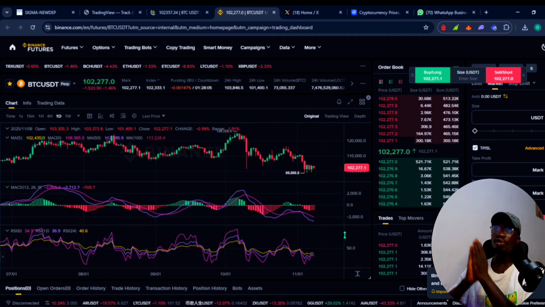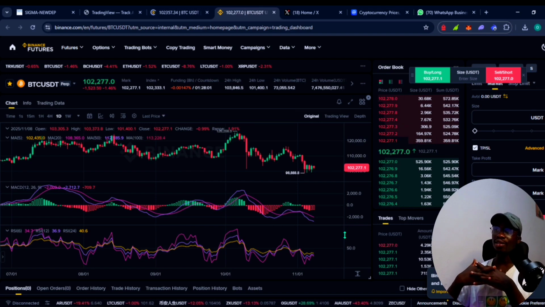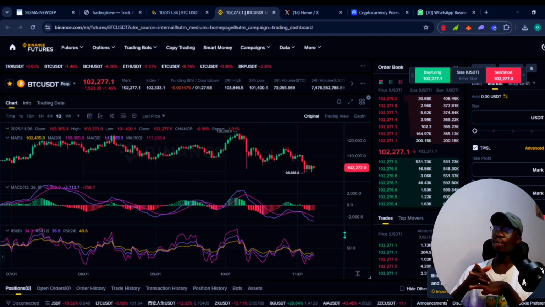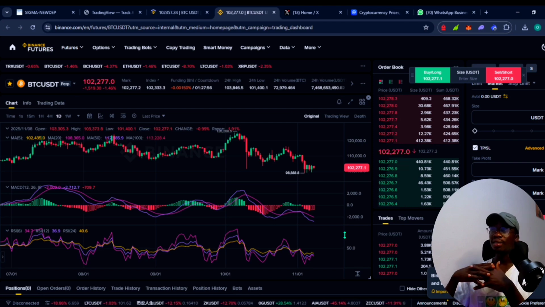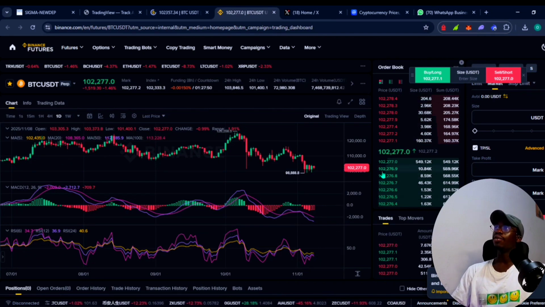So when it goes your way, you make a profit for making a good prediction. When it goes against you, you lose money for making a bad prediction. It is as simple as that, but more heartbreaking than it sounds. So now this is how it works.